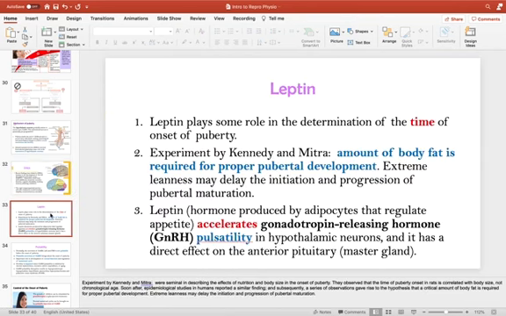And leptin also plays some role in the onset of puberty, where, in an experiment by Kennedy and Mitra, the amount of body fat was required for proper pubertal development. And leptin also accelerates gonadotrophin releasing hormone pulsatility in hypothalamic neurons, and it has a direct effect on the anterior pituitary master gland.